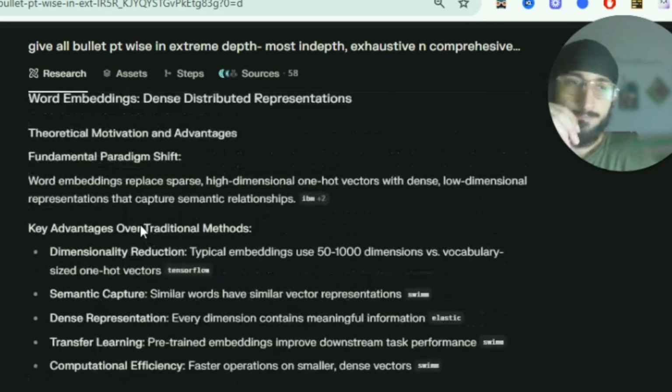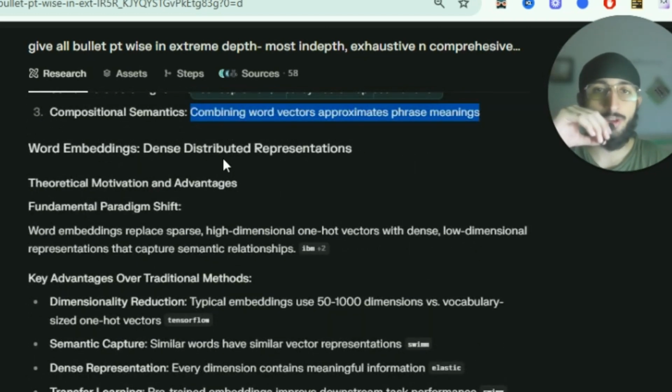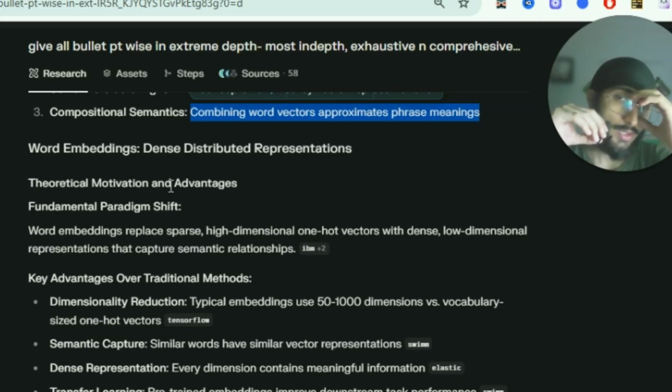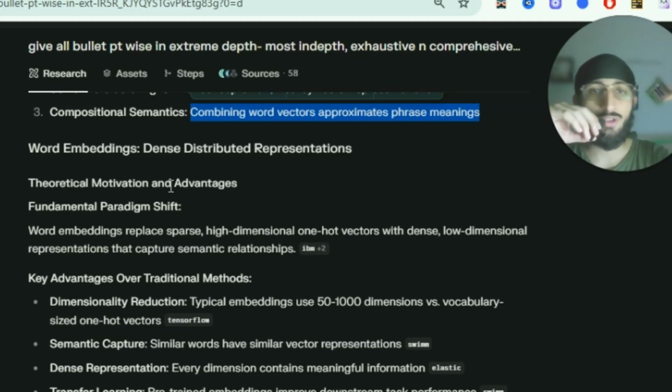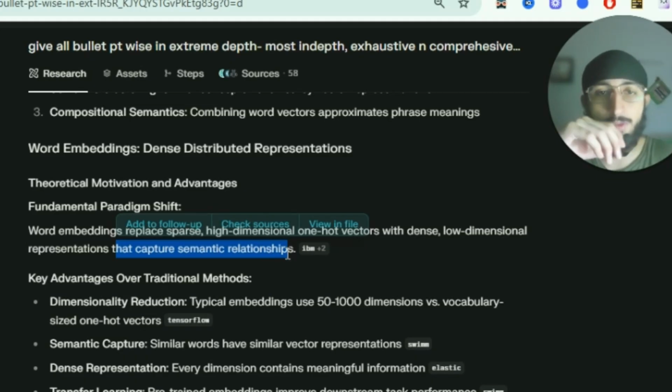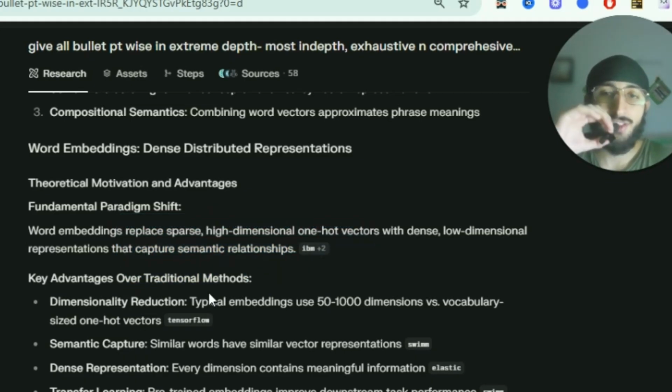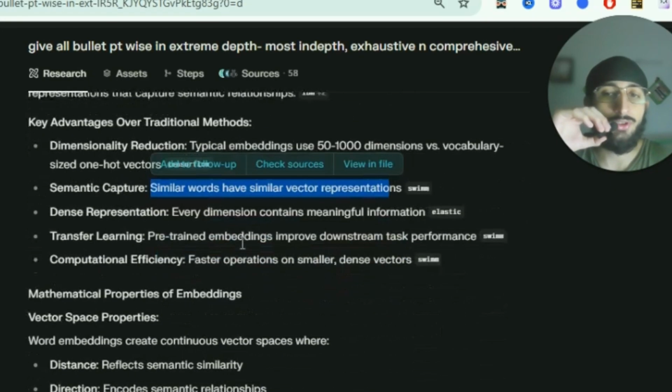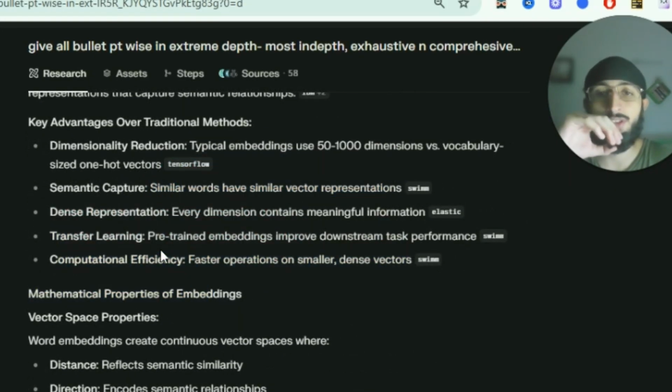Now talking about word embeddings, then distributed representations. So fundamental paradigm shift. Word embeddings replace sparse, high-dimensional one-hot vectors with dense, low-dimensional representations that capture the semantic relationships. Key advantages over traditional methods: dimensionality reduction. Typical embeddings use 52,000 dimensions versus vocabulary-sized one-hot vectors. Semantic capture. Similar words have similar vector representations. Then transfer learning and computational efficiency.